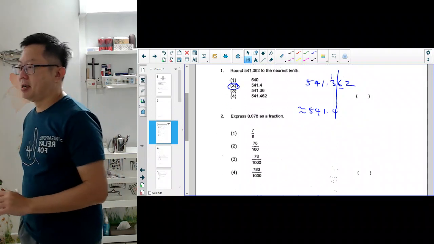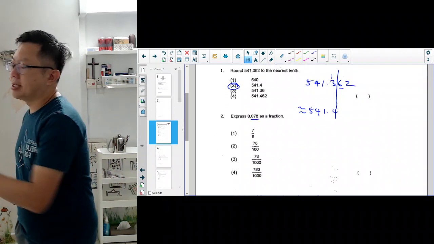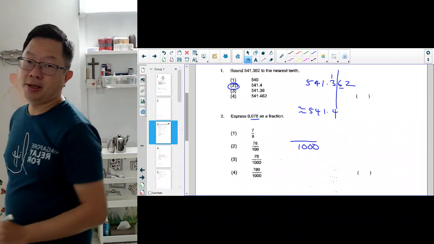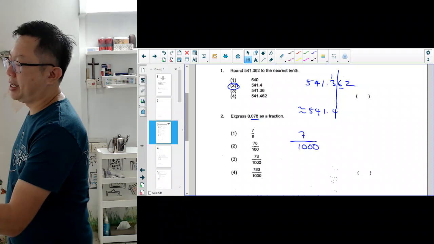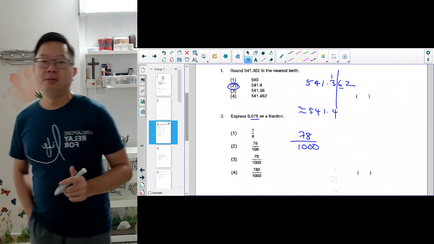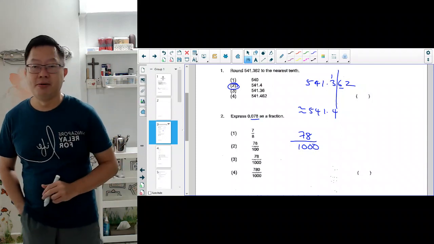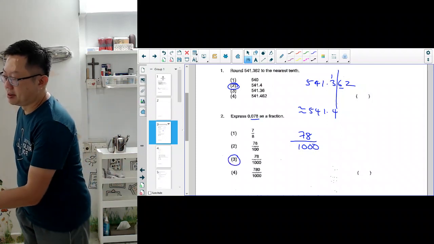Okay, now question number 2. Express 0.078 as a fraction. Now there are 3 decimal places, which means that your denominator must be 1000, right? And the numerator must be 78 over 1000. So 1000, because there are 3 decimal places, so there will be 3 zeros. So your answer will be number 3.